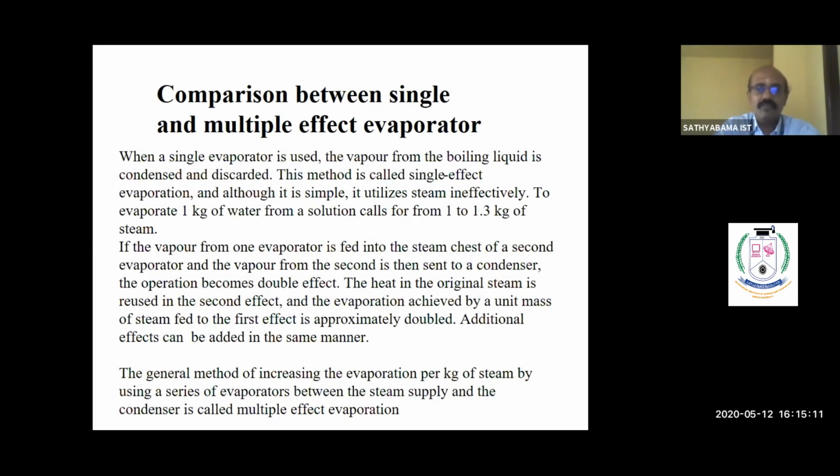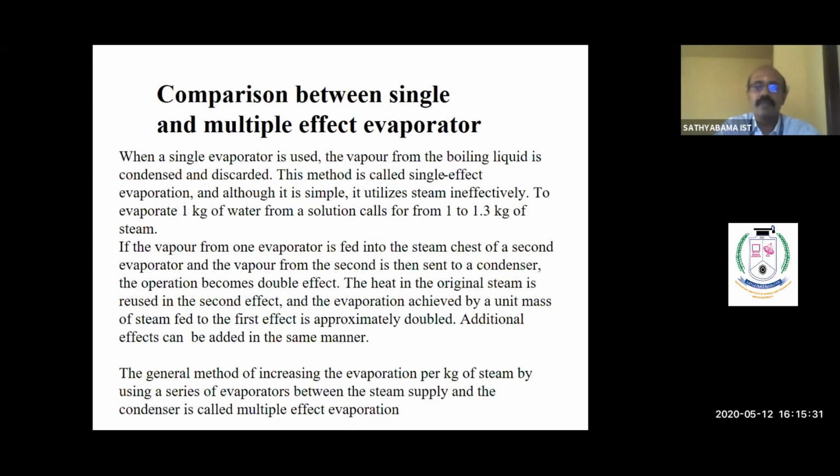Coming to the next one, in multiple effect, the vapor from one evaporator is fed into the steam chest of a second evaporator, and the vapor from the second is then sent to a condenser. The operation becomes double effect. Similarly, the heat in the original steam is reused in the second effect, and the evaporation achieved by a unit mass of steam fed to the first effect is approximately doubled.